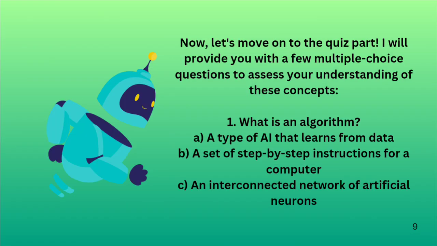Now let's move on to the quiz part. I will provide you with a few multiple-choice questions to assess your understanding of these concepts. 1. What is an algorithm? A. A type of AI that learns from data. B. A set of step-by-step instructions for a computer. C. An interconnected network of artificial neurons.